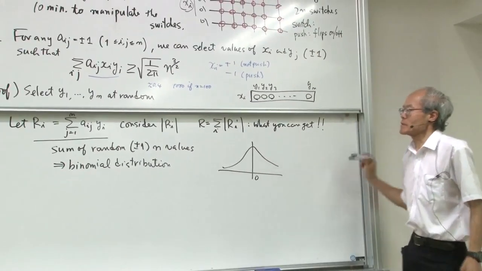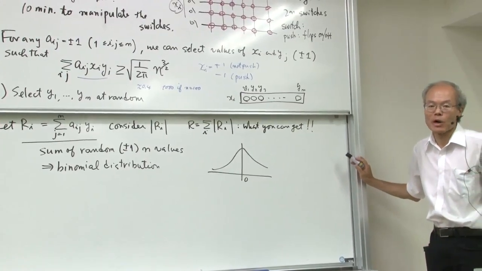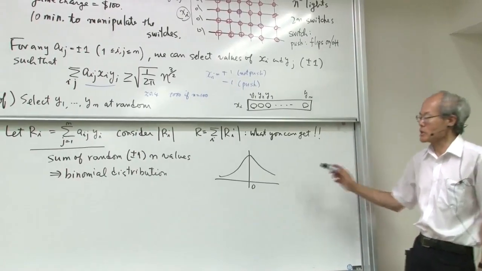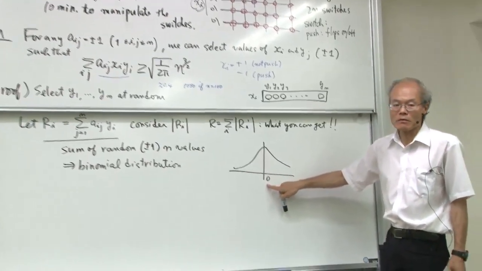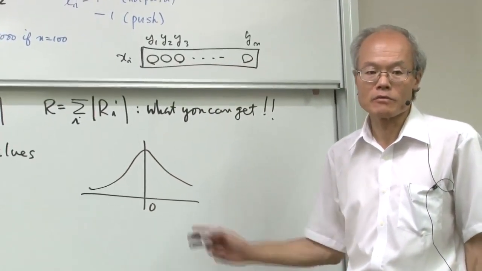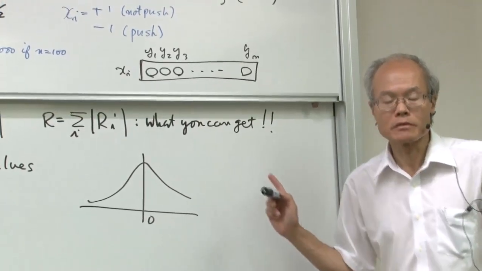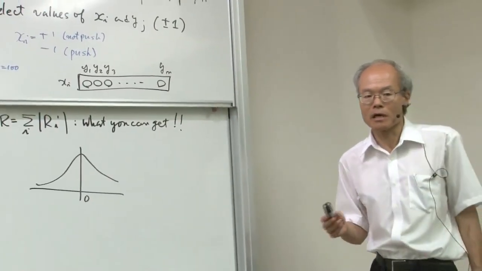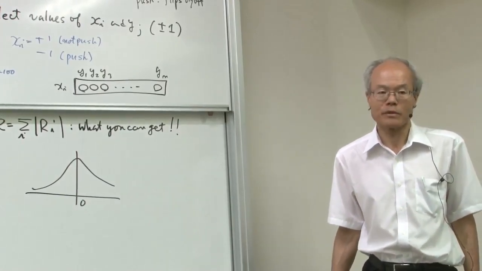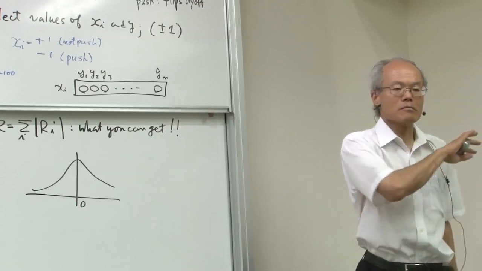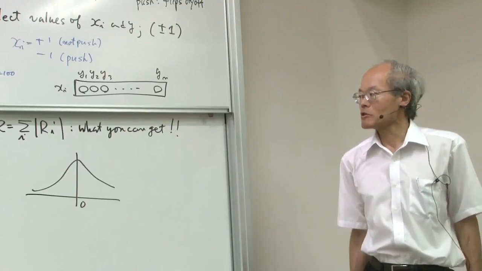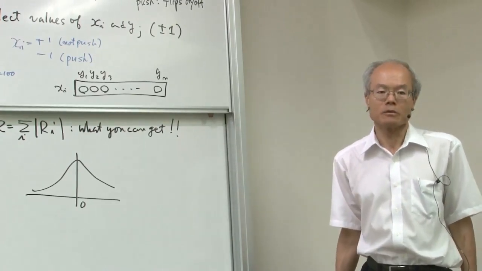This is the sum of n random values, plus or minus 1. Then this is the famous binomial distribution. The average value is, of course, 0. And the distribution looks like this, a bell curve. That is what we call a bell curve. If you don't know this, it is very important to visit some textbooks about probability. Any textbook should mention this bell curve, binomial distribution, or normal distribution.